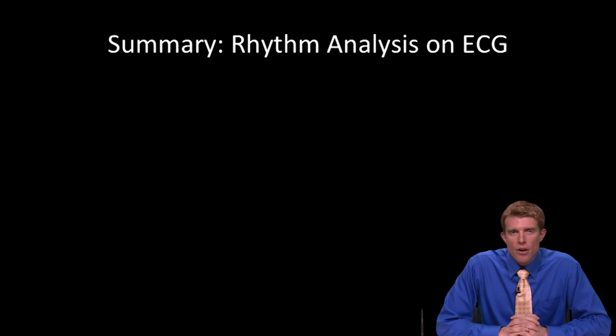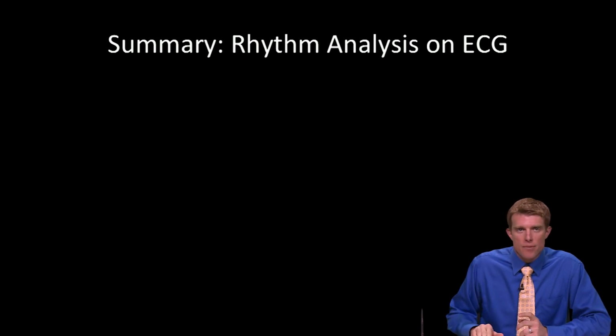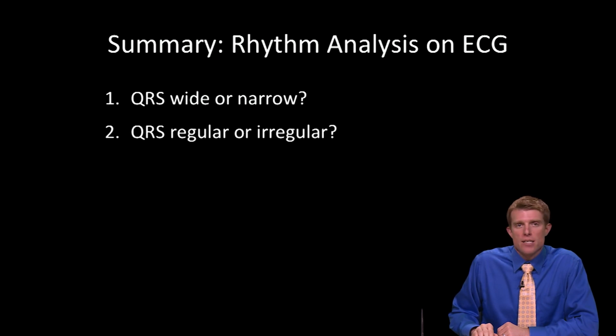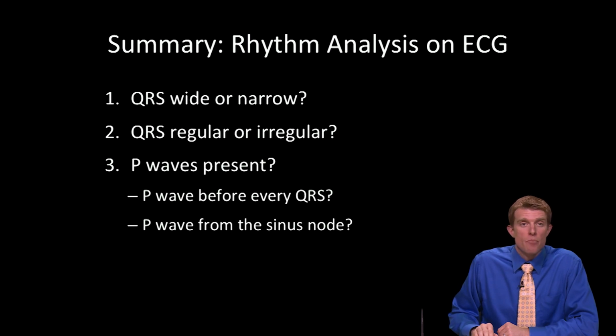So in summary, our rhythm analysis on ECG, we're going to ask if the QRS is wide or narrow. We're going to figure out if the QRS complexes are regular or irregular. We're going to ask if P waves are present, and if so, we're going to have 2 follow-up questions. Is there a P wave before every QRS? And is the P wave coming from the sinus node? Meaning, is it up in 2 and down in AVR?